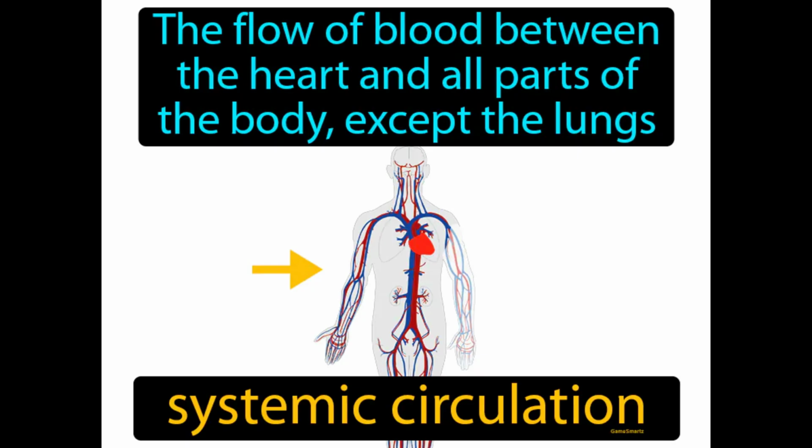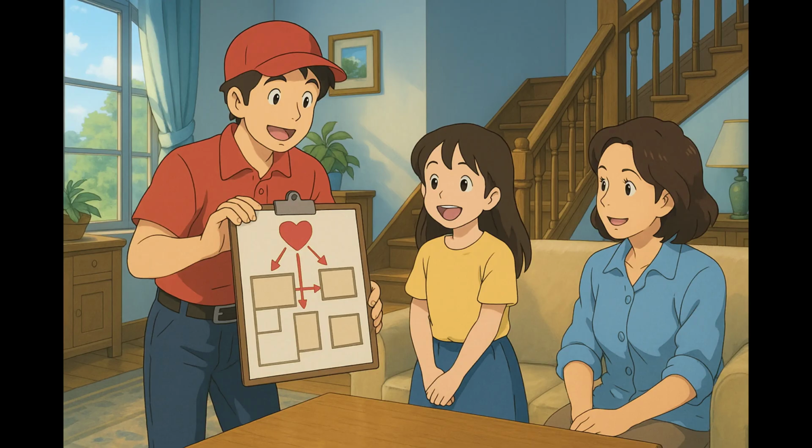The flow of blood between the heart and all parts of the body, except the lungs, is called systemic circulation. Systemic circulation delivers oxygen-rich blood from the heart to the body's tissues and returns oxygen-poor blood back to the heart. Imagine you're organizing a delivery system for a large house, where each room needs specific supplies and essentials, except for the kitchen, which manages its own resources.